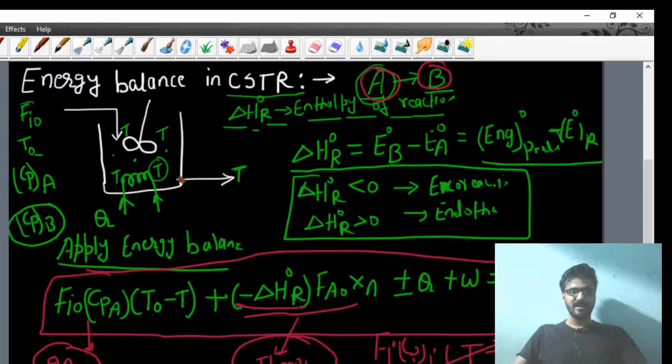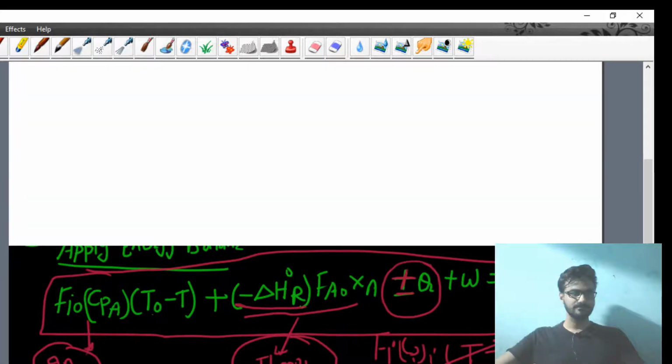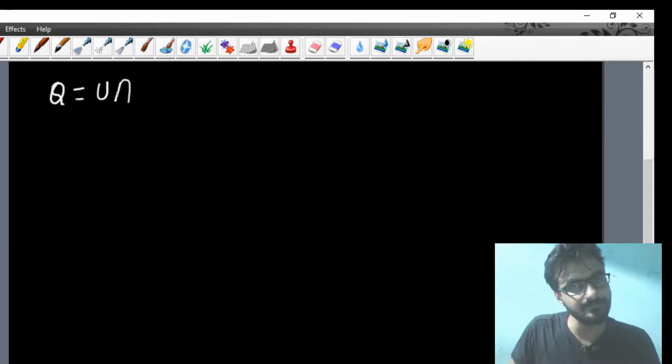I am just writing here what the significance of W is, then you will be able to understand. The significance of W is nothing. Generally, it is used for the shaft work. What I have taken here is Q. Q equals, my dear student, UA times Tc minus T, where U is the overall heat transfer coefficient.